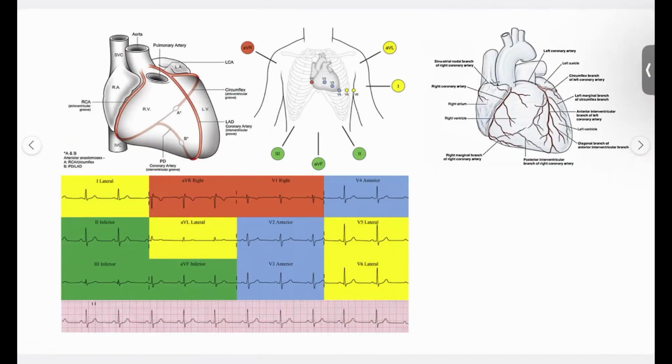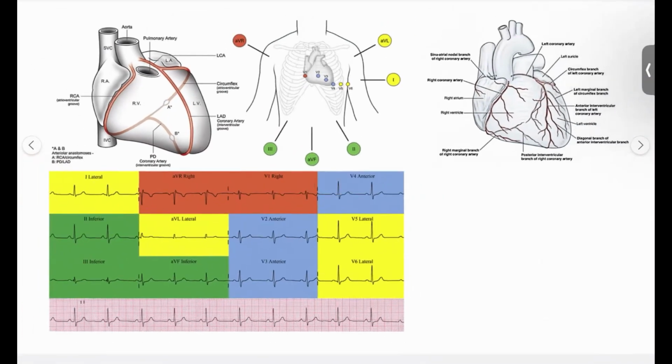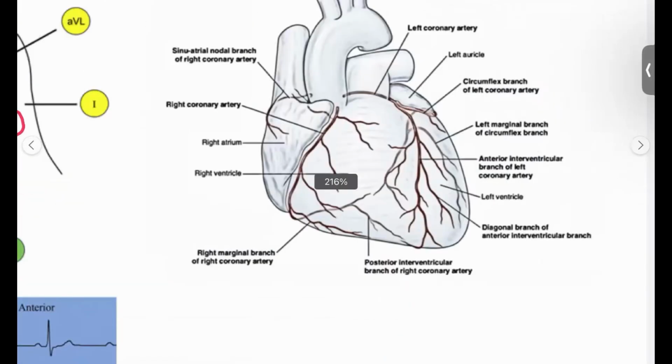So we all know that we are going to use different kinds of leads, right? So these are your chest leads. We are going to check where all these waves are elevated and how the ischemia started in this patient. But before that, understand this circulation.